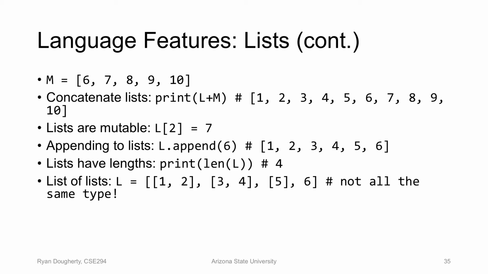Obviously, we can have lists of lists, and lists don't have to have the same type, so we have here integers and lists, and actually we have lists that have different lengths, so they don't all have to be the same length either. So there are a whole bunch of things you can do with lists.